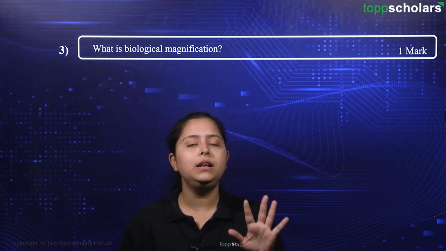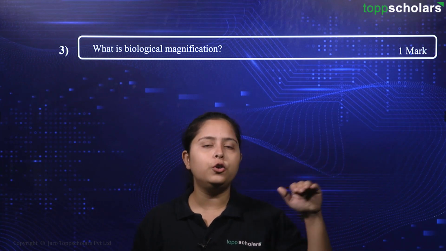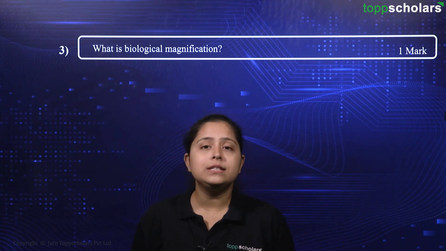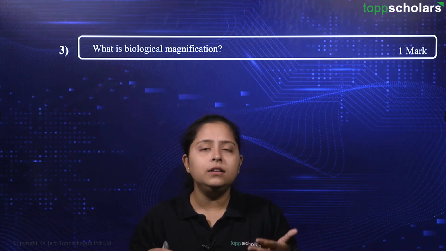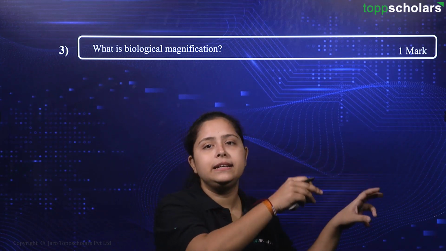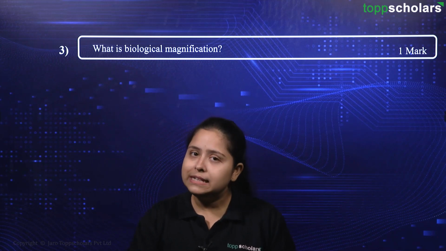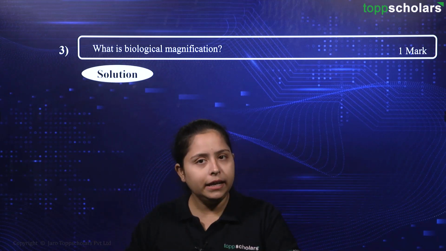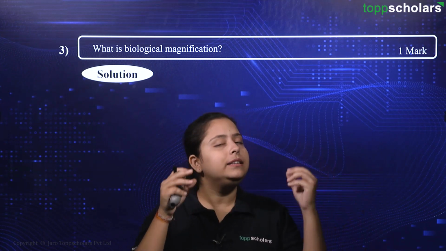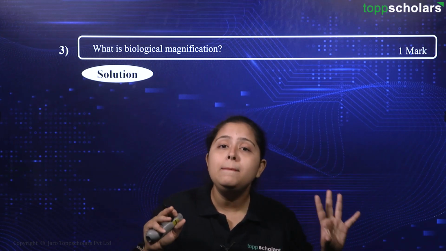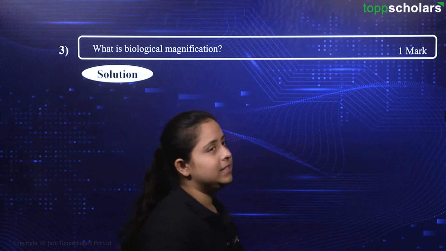Now say for example, a human being is eating that large fish. Say human beings are eating 2 of those large fishes. So then obviously the chemical that is being deposited in human beings now is greater than the chemical that was present in that single large fish. Okay. So basically the amount of chemical in each of these organisms is getting magnified. It is getting increased. This process is called biological magnification. This is what the question is asking you.